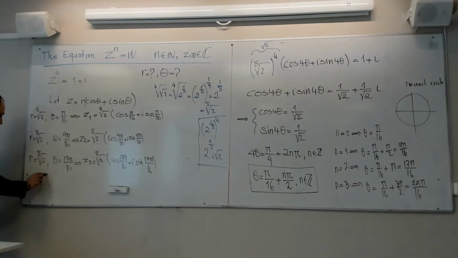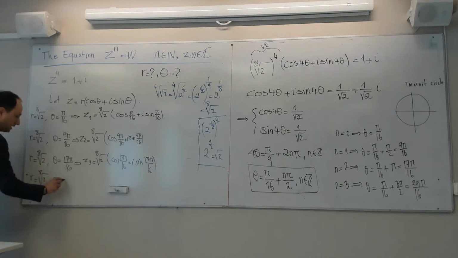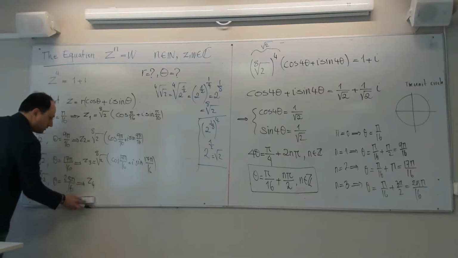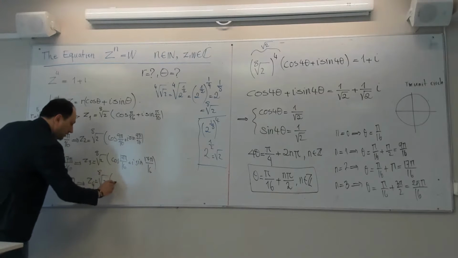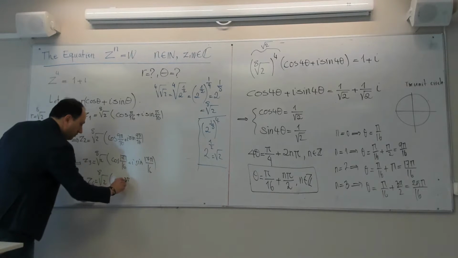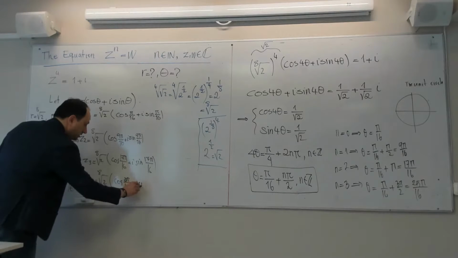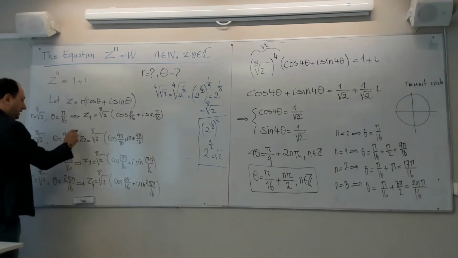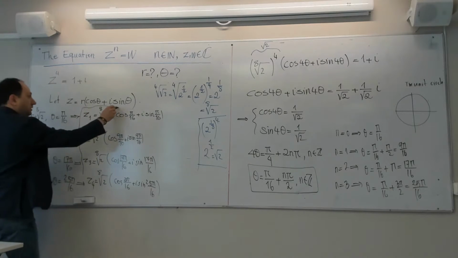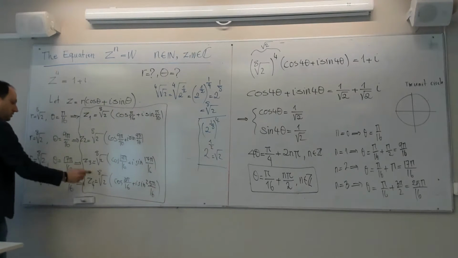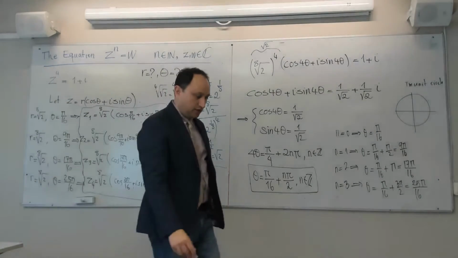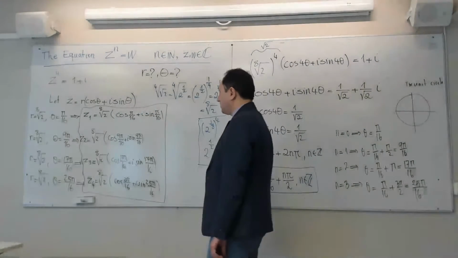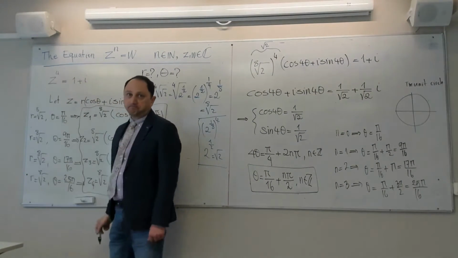And finally, r is the 8th root of 2, and theta is 25 pi over 16. This gives me z4 is equal to the 8th root of 2, and then cosine 25 pi over 16 plus I sine 25 pi over 16. So that's it. The end of the solution is this here. So this is your answer that you get. So these are the 4 possible complex numbers that you get by solving this equation. Okay?